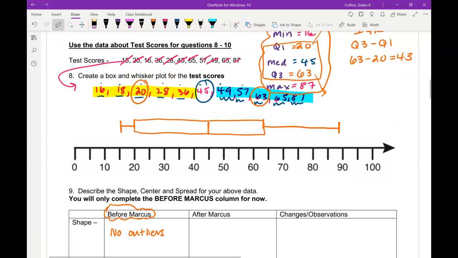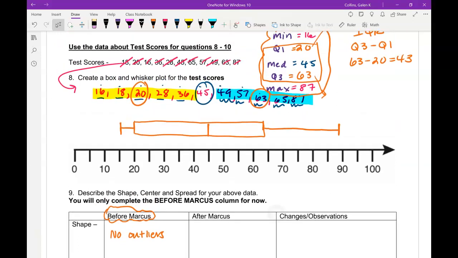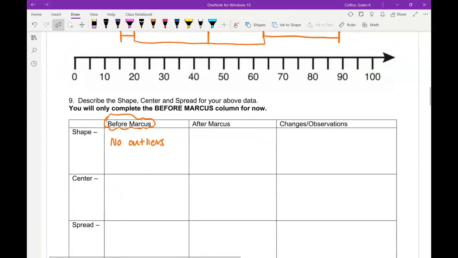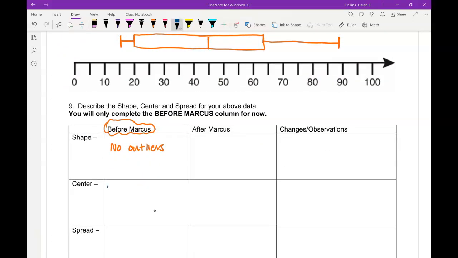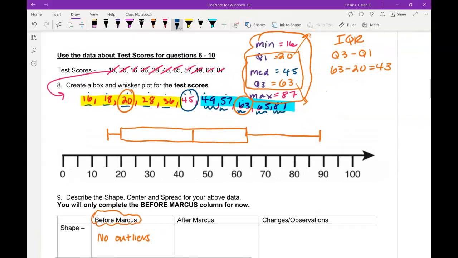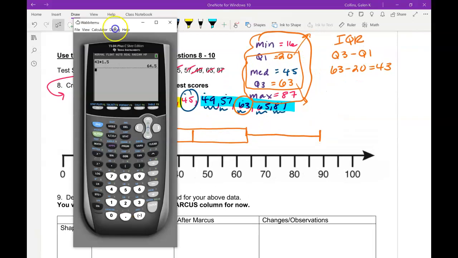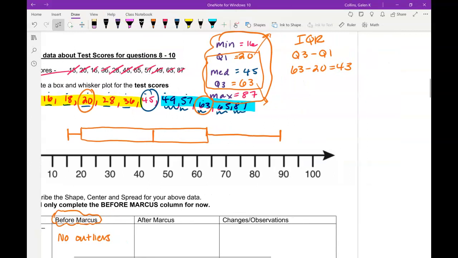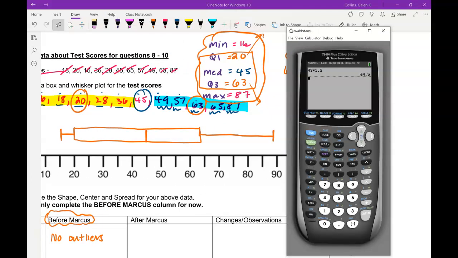The center of our data, well, if you wanted to, you could find the mean, but what we could describe right now is the median. So we could say that the median is 45. And since it's good to remind ourselves how to find the mean, let's find the mean. So we just add up those 11 numbers and divide by 11.